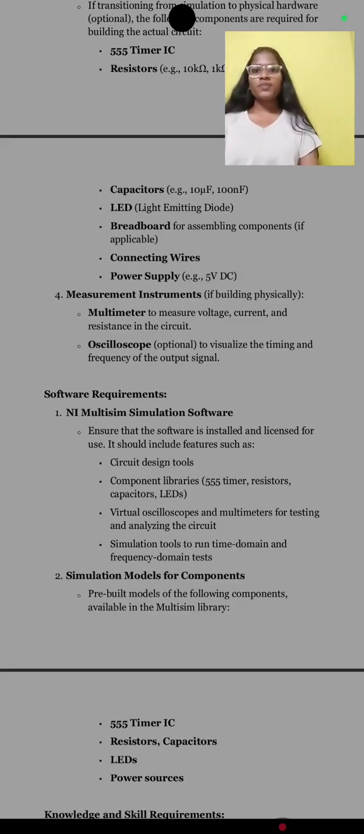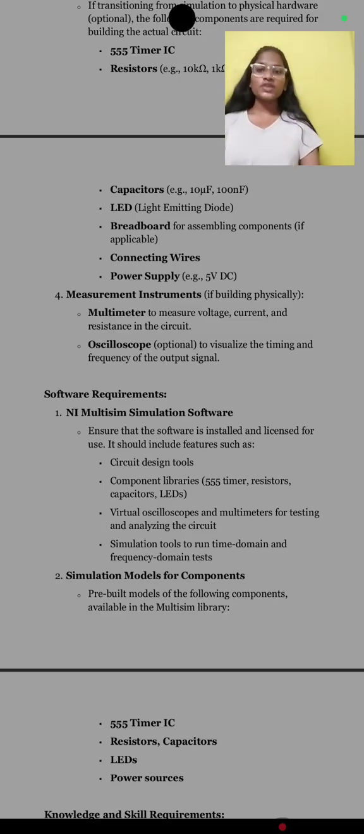Measuring instruments. If building physically, you need a multimeter to measure voltage, current, and resistance in the circuit. Oscilloscope, optional, to visualize the timing and frequency of the output signal. Software requirements. NI Multisim simulation software, ensure that the software is installed and licensed for use.